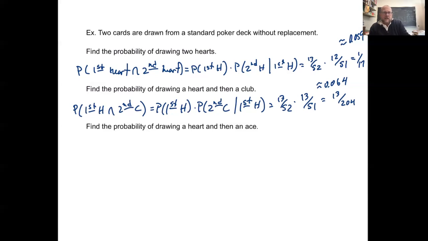So the next one asks us to find the probability of drawing a heart and then drawing an ace. So we're going to write down the probability that the first is a heart and the second is an ace. The A is not going to get confused with anything, so that should be fine. So the first is a heart, 13 out of 52. And then the second one is an ace. How many aces do we have? Well, it depends. Did we draw an ace of hearts or did we not? That's the problem there, right?